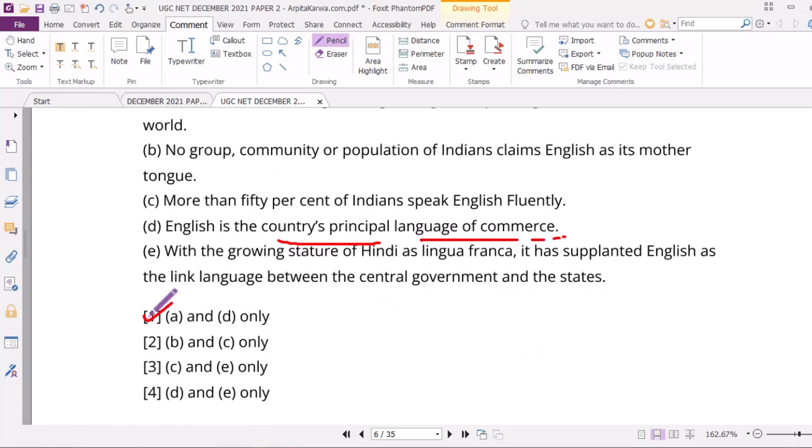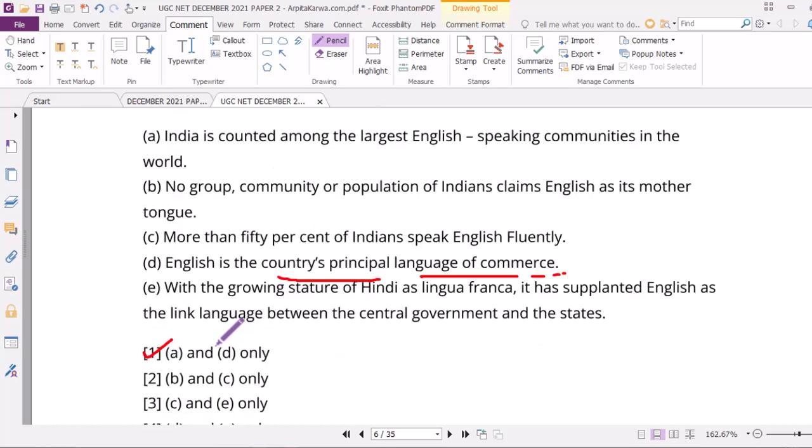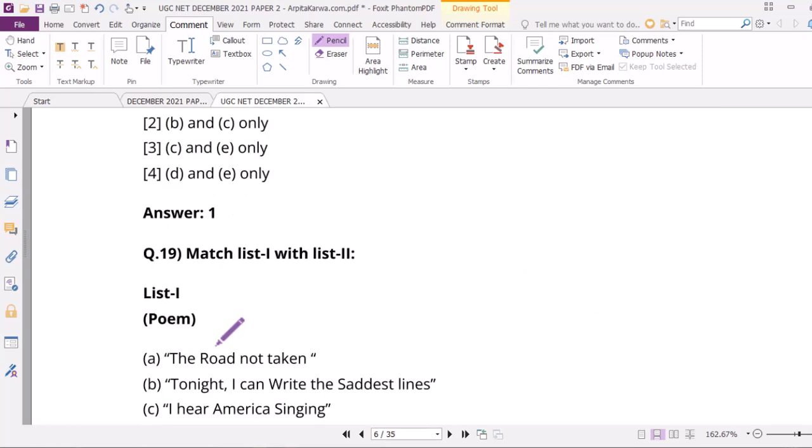Now, we could have come to the answers, these options, and then we would know that yes, this D fact is true. Now, what we could have done was, we could have seen in which two options D comes. So one is in 1 and one is in 4. Now 4 has both D and E, and E we have eliminated. So we are left with option number 1, which has A and D, and therefore number 1 is the correct answer. Okay? Moving to the next question, match the list.